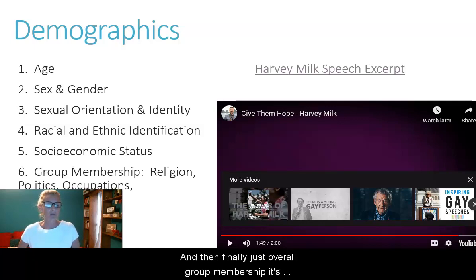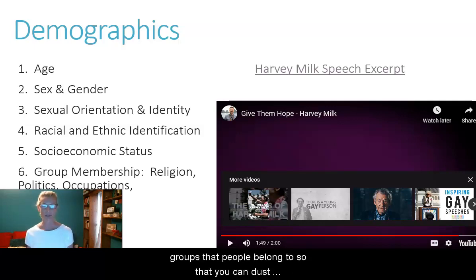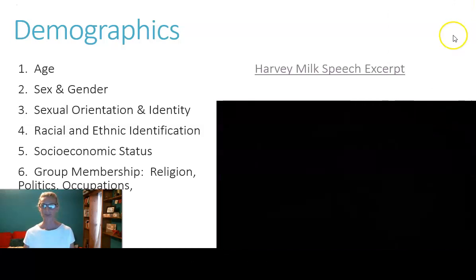And then finally, just overall group membership. It's important to know what the background is with regards to religion, to politics, occupations, organizations, kind of all of the above. It's important to know what groups that people belong to so that you can best persuade them. And we could go on and on about this, but I'm sure you do not want to be here all night.